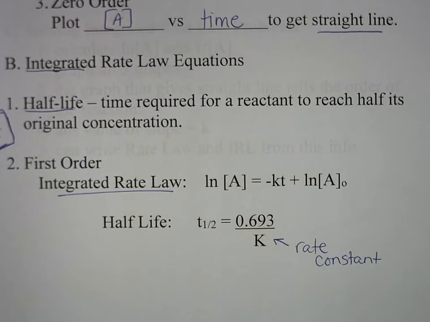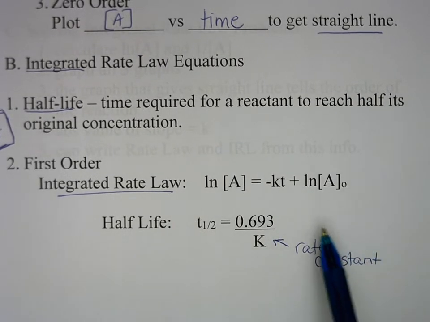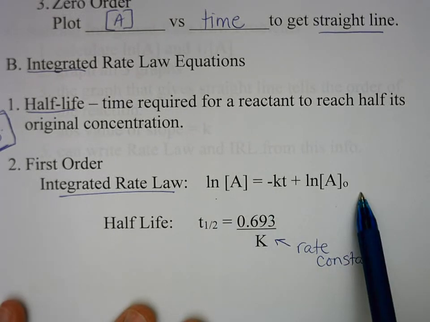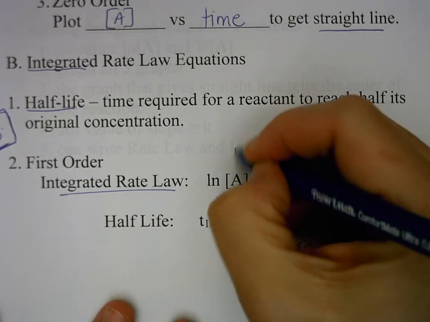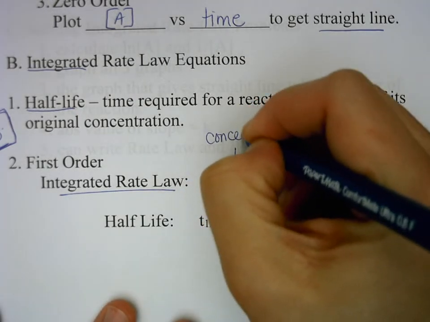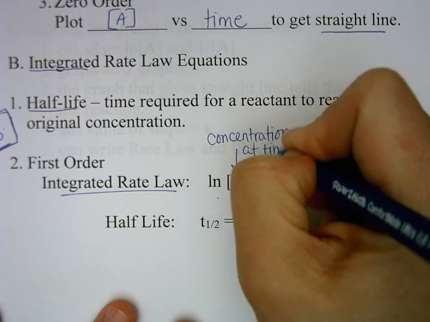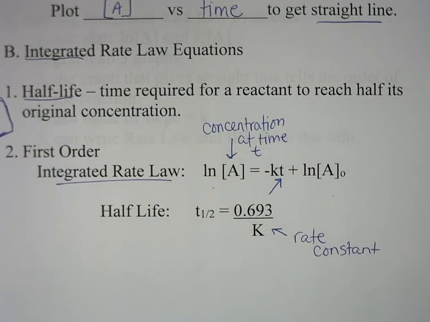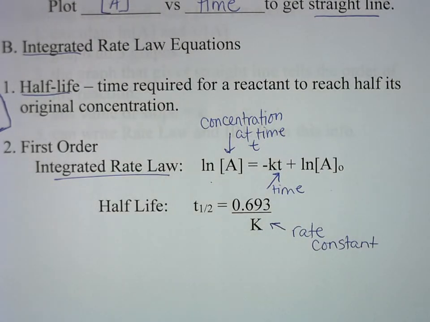Okay, so first of all, if it asks you to write out the integrated rate law equation, once you figure out that it's a first order reaction, then this is simply the equation that you're going to write out. The natural log of, in this case, the concentration of A at time t. So whatever time it is, if it's asking you to solve for the concentration at 100 seconds, then you would plug in 100 for time. t represents time. k is still the rate constant.